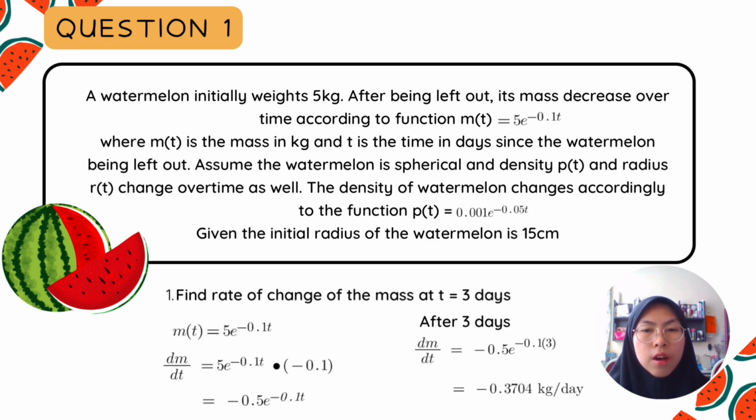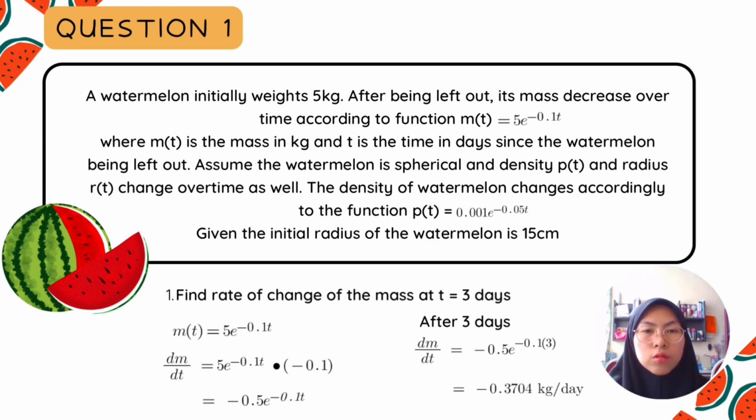Since the watermelon is being left out, assume the watermelon is spherical and the density p(t) and radius r(t) change over time as well. The density of the watermelon changes according to the function p(t) = 0.001e^(-0.05t). Given the initial radius of the watermelon is 15 cm. The first question asks to find the rate of change of the mass at t = 3 days.